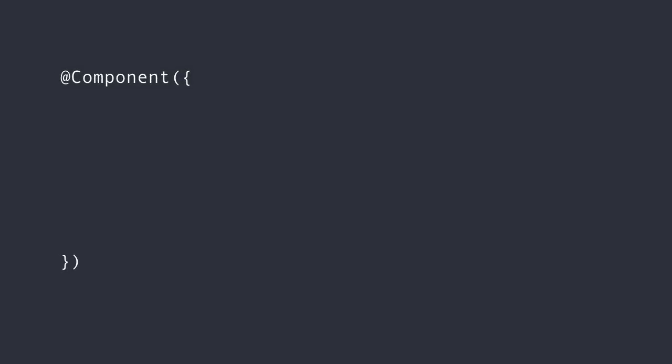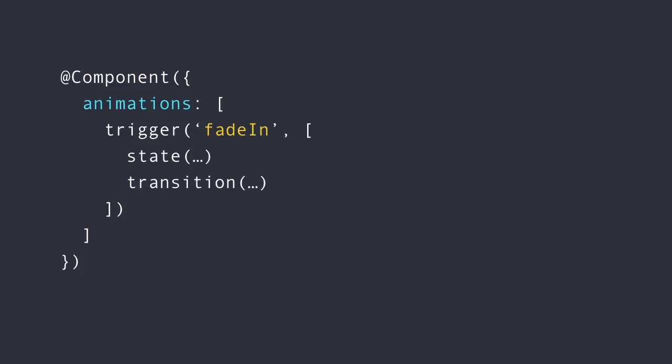Now let's take a look at the implementation. Let's say we want to apply an animation to each to-do item in a list. We start with the component's metadata. Here we have a property called animation, which takes an array. In this array, we register one or more triggers. Each trigger has a name and an implementation. In this implementation, we define all the states and transitions for that kind of animation.